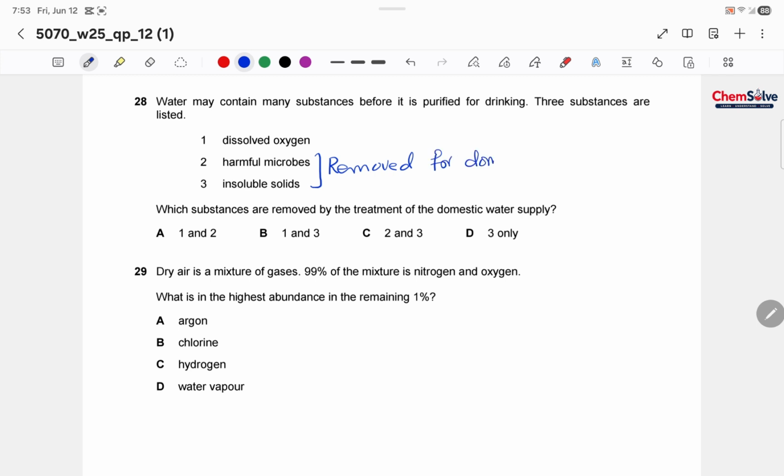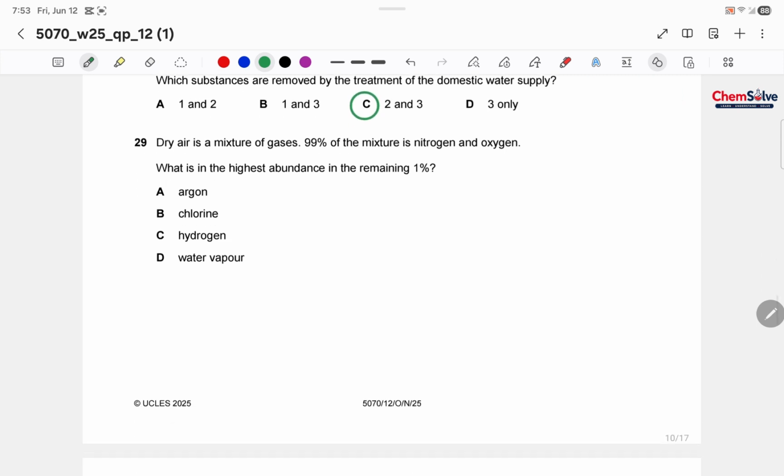for domestic water supply. So option 2 and 3 should be the correct one. C is the correct option. Okay, a fact again.